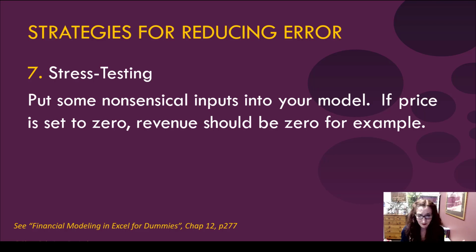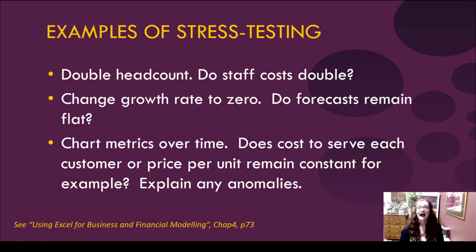I mean, we wouldn't do that. We wouldn't sell something for 0. But if you were to input 0 as your pricing, then your revenue should be 0 as well. And if it's not, you'd want to know why that is not the case. So a couple more examples here. Double the headcount. Do the staff costs double as well?